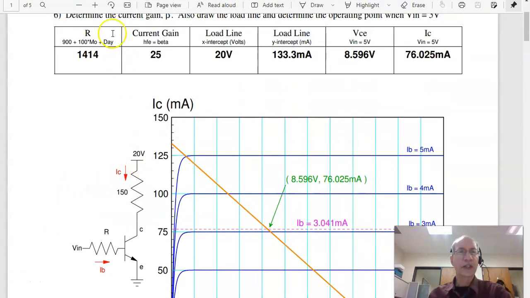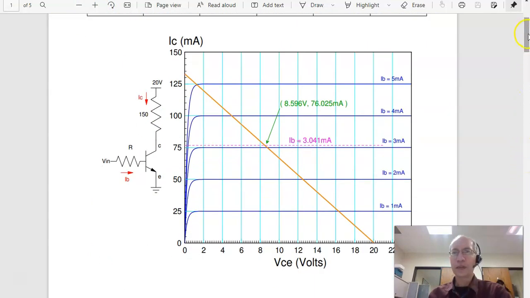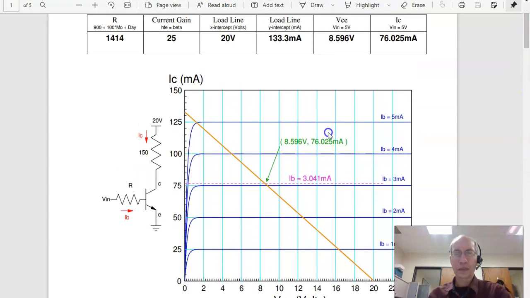Problem 6 is a transistor and a load line. So given the blue line, the VI characteristics, find beta. And that's just the ratio. 5 milliamps produces 125, that's 25 to 1. 4 milliamps produces 100, 25 to 1. Beta is 25. For the load line, the x-intercept is at 20 volts. The y-intercept is 20 over 150, 133.3 milliamps. 2 points gives you a line.